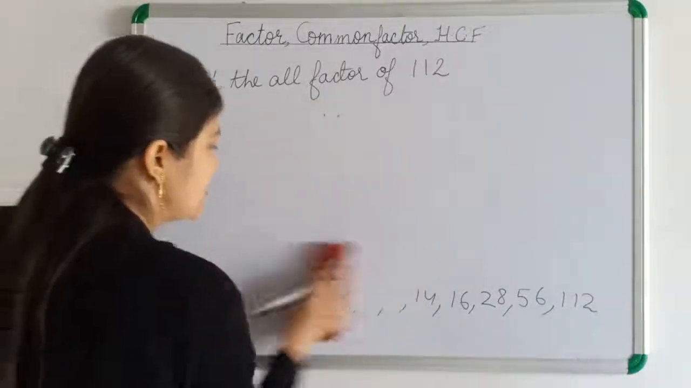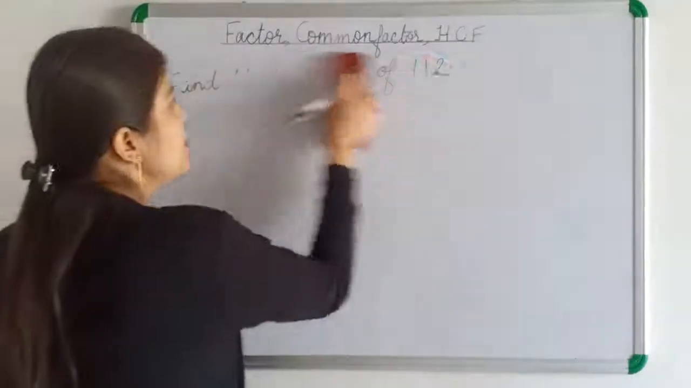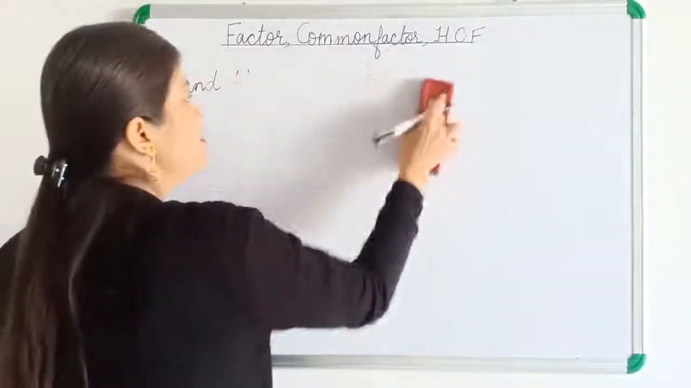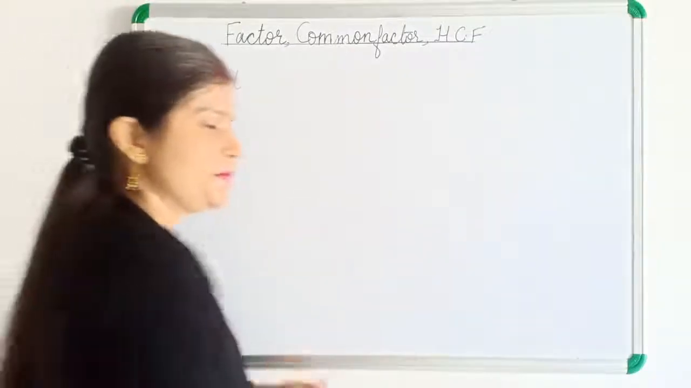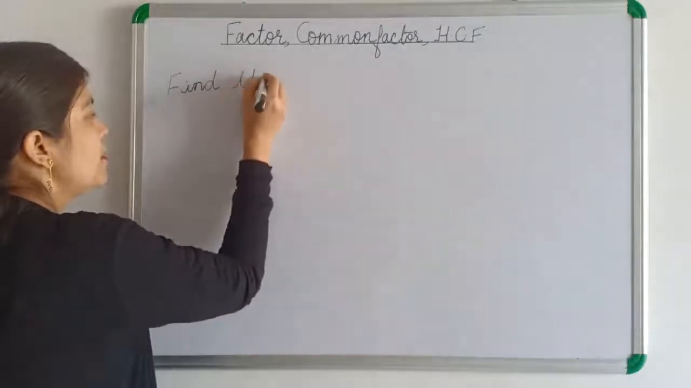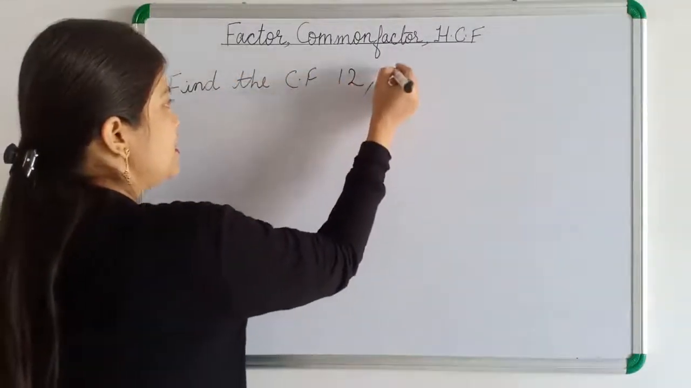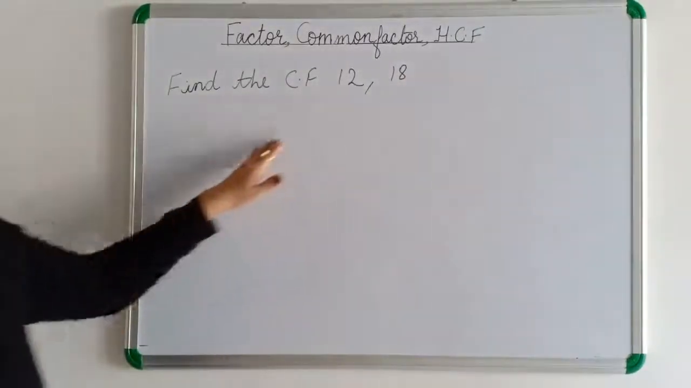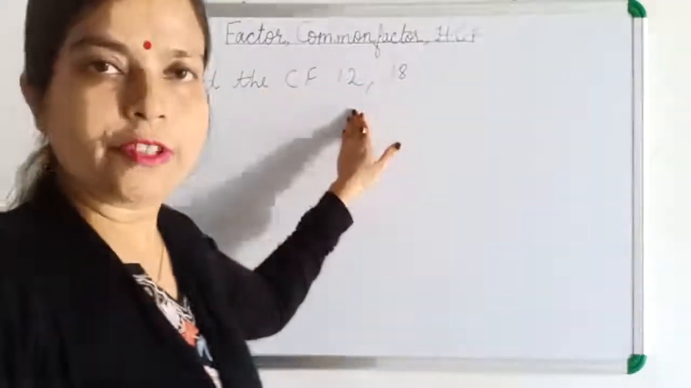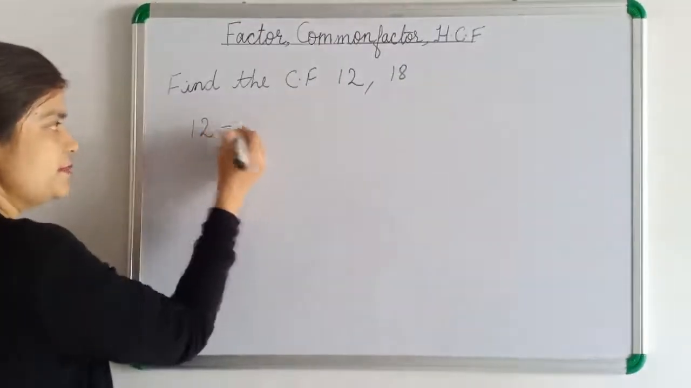Now children, we have to find the common factor. Common factor means the factor which can divide both the numbers. For example, find the common factor of 12 and 18. So for this, first we will find the factors of 12 and 18. You know how to find the factor? Just now we have done it here.